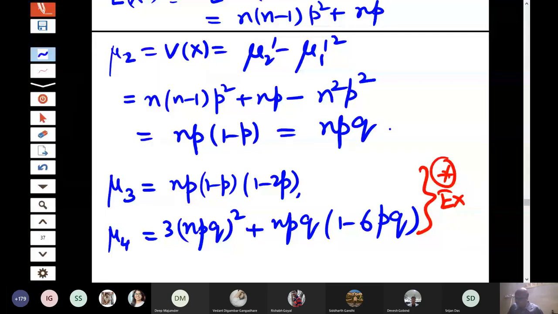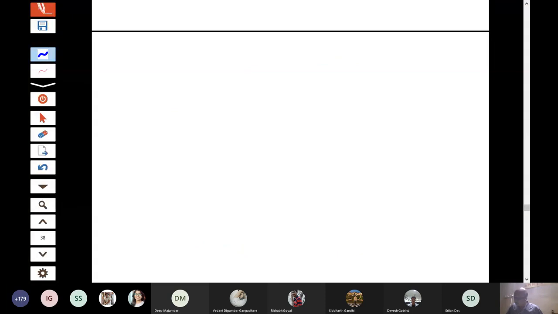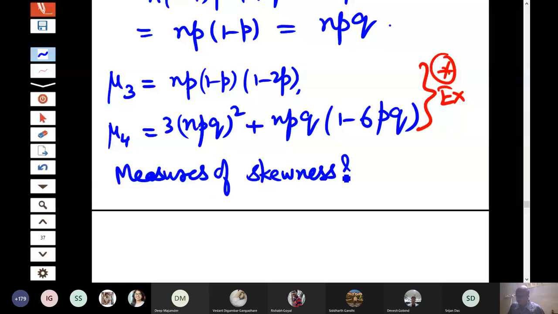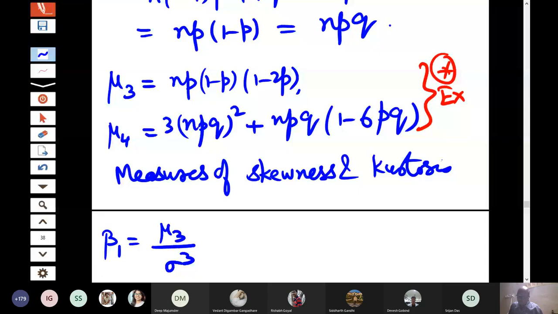Let me now look at the measures of skewness and kurtosis, okay? What is the interpretation? So the measure of skewness is mu 3 divided by sigma cubed, okay? So the measure of skewness is mu 3 by sigma cubed.